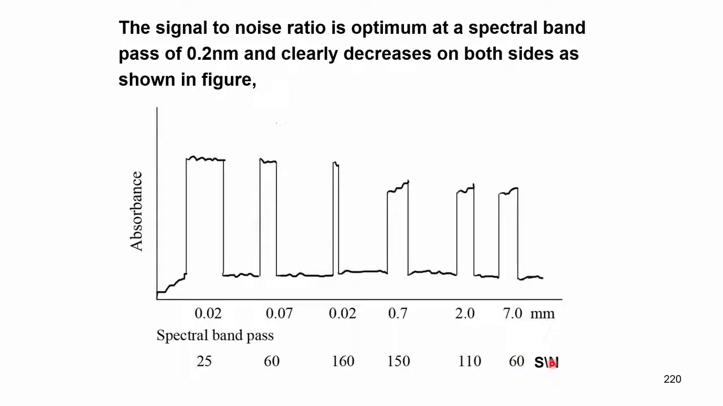That is, the signal to noise ratio would be best among these two. The best is this 0.02. But to make a mechanical slit using 0.02 mm is very difficult. So, what we normally settle for is 0.2 and 0.7. These two are the most observed slit widths in atomic absorption spectrometry.